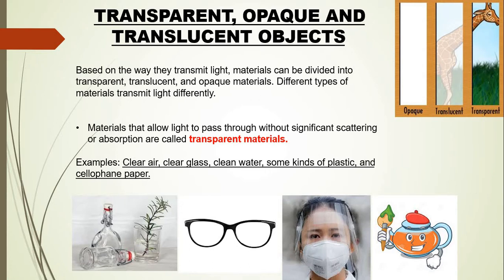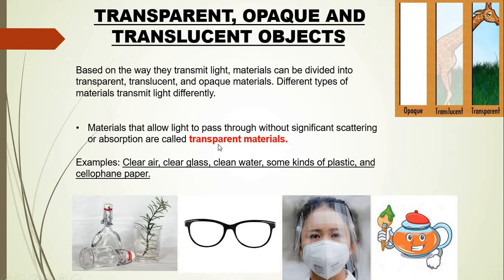So different types of material transmit light differently, means light travels through a material differently. So based on the way they transmit light, materials can be divided into three categories, that is transparent, translucent and opaque materials. Each material can differ from each other because they can transmit light differently. So on the basis of that, there are three categories. Either it can be a transparent material, translucent material or opaque material. Let us see one by one.